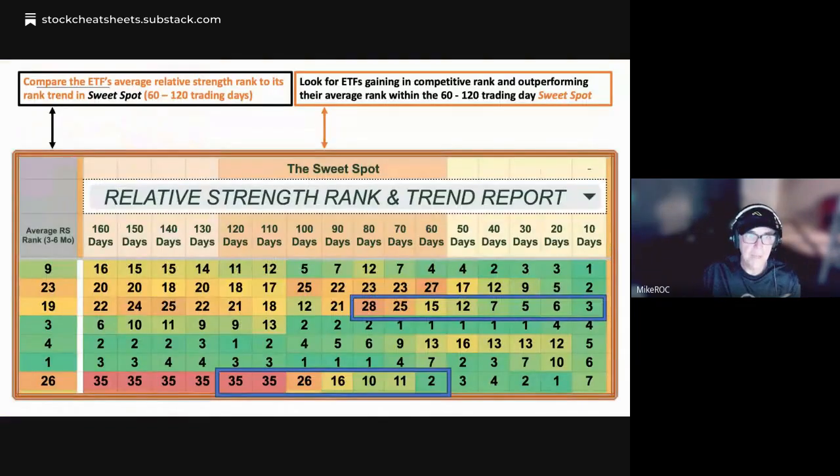Yeah, okay. So as we look at this, this tells you that you compare the ETF's average relative strength on the far left to the trend in the sweet spot on the far right. In the two highlighted examples, one shows early rotation: 28, 25, 15, 12, and then into single digits. So the rotation starts in the sweet spot and picks up speed right as we transition out around the 60-day mark. Another one, the bottom ticker, transitions from 35th to 26 to eventually 2 on the right side of the sweet spot.